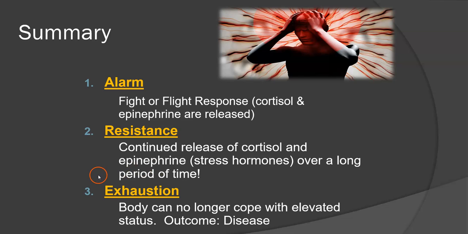eventually something gives. And that's the stage of exhaustion, where the body can no longer cope with being in this elevated status. So something breaks, something gives, and what ends up happening is potentially disease or illness. What I like to emphasize when I teach this section is we don't really know how long we're able to be in this resistance stage without moving into stage 3 where something breaks. And that could be different for all of us.